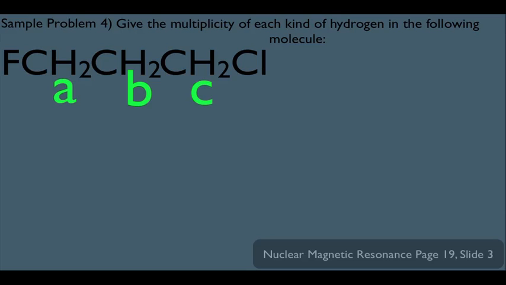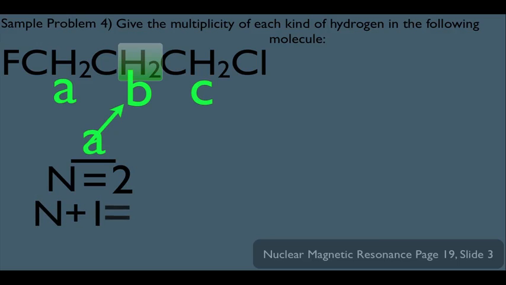Now let's look at the multiplicity here. And let's start with the A-type hydrogens. What is their N value? Well, again, here they are right here. They are directly connected to this carbon, making this carbon right over here the neighboring carbon, and making these B hydrogens its neighboring hydrogens. There happens to be 2 of them, so its N value equals 2. 2 plus 1 is, of course, 3, which means we expect to see A as a triplet.